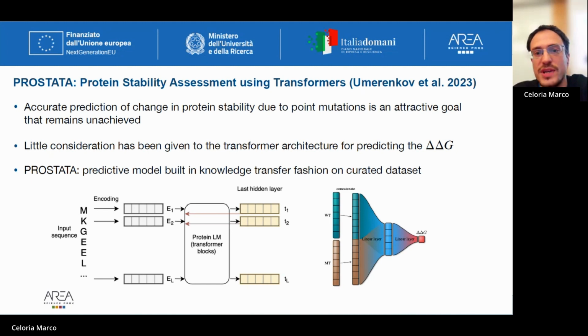And this model, it's a funny name, is called Prostata. It's quite recent. It was published in November, and it reaches state-of-the-art performance in computing this delta G.